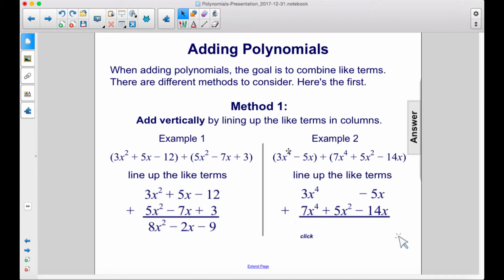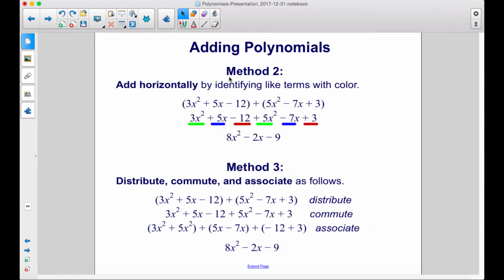But then this polynomial doesn't even have an x squared term, so you just leave it blank. And then you continue on to the next term that are like this x and this x, like this. And then you just add vertically like that.